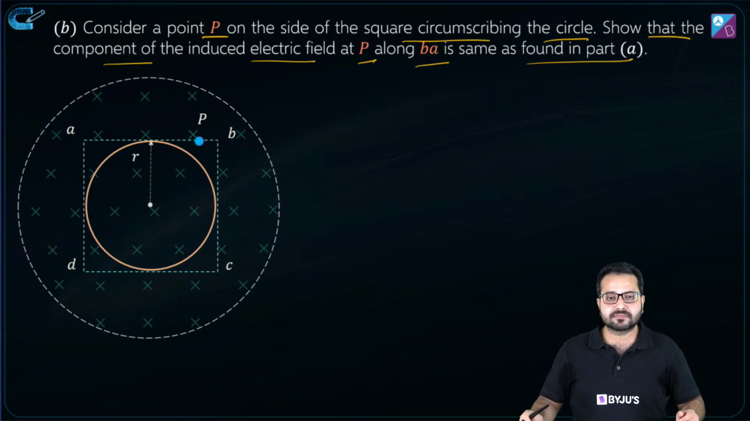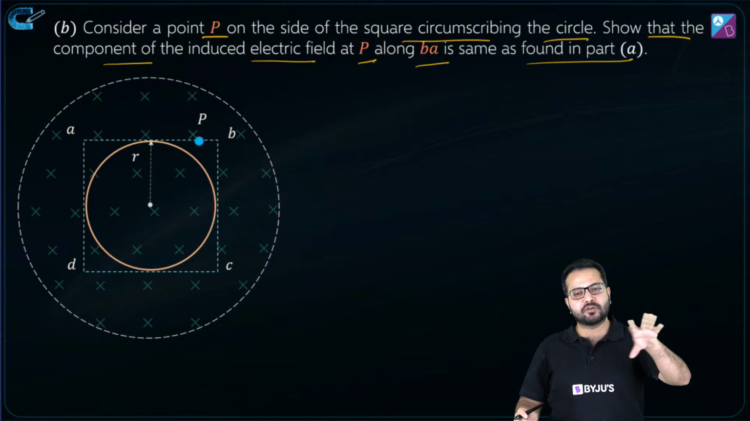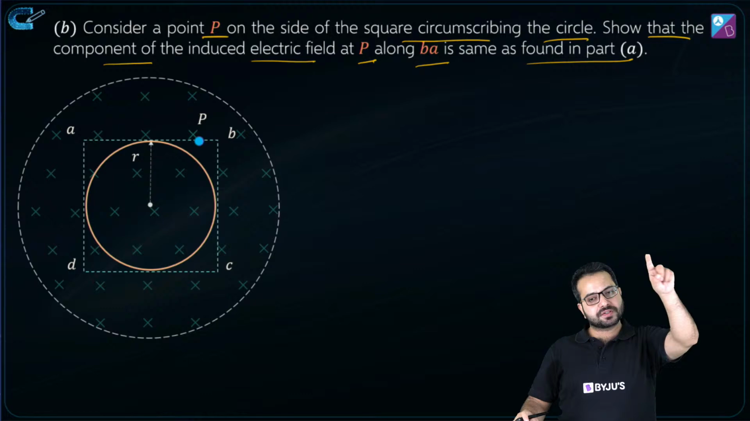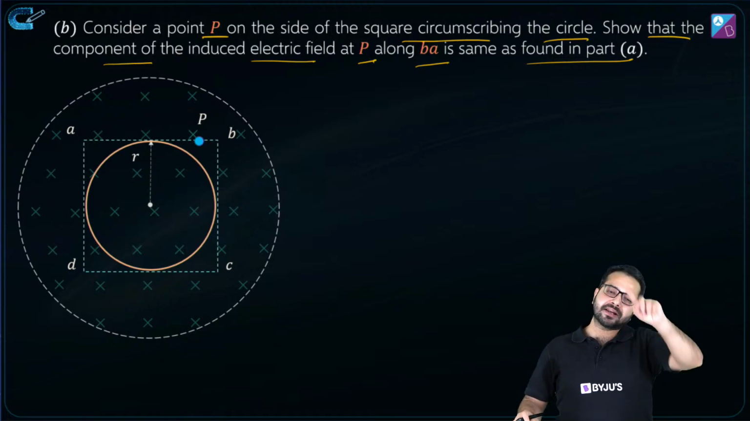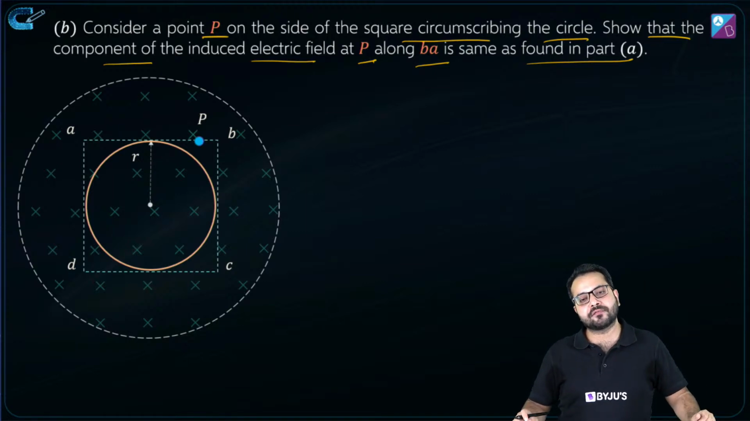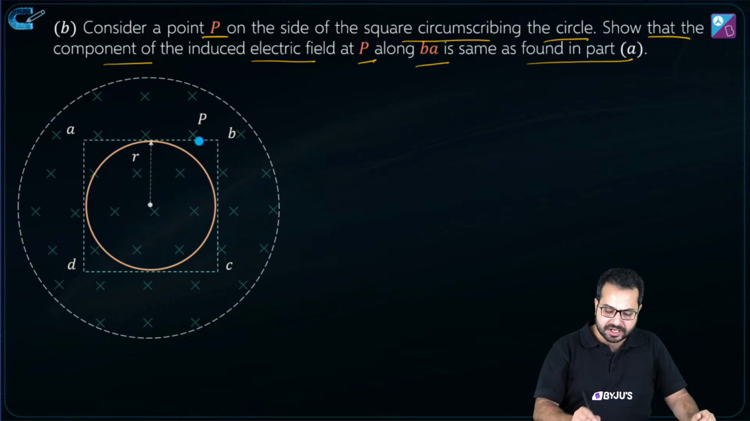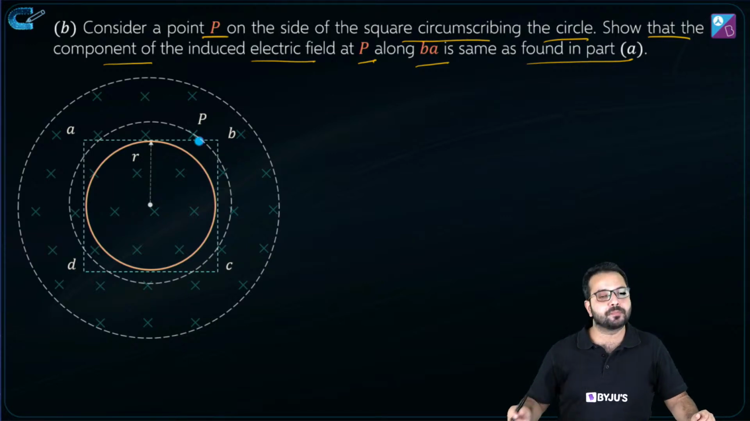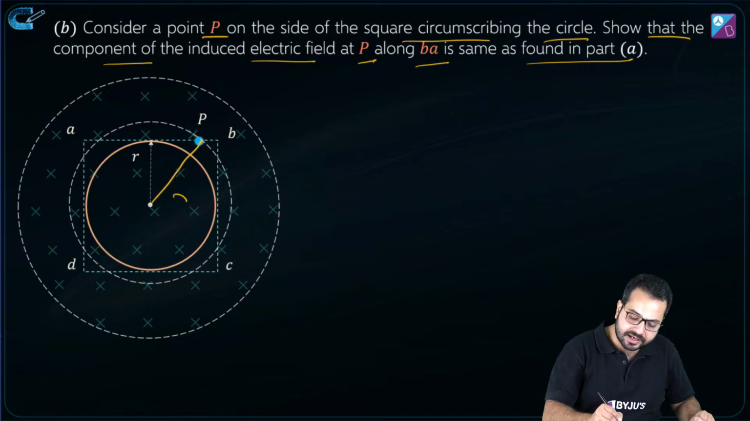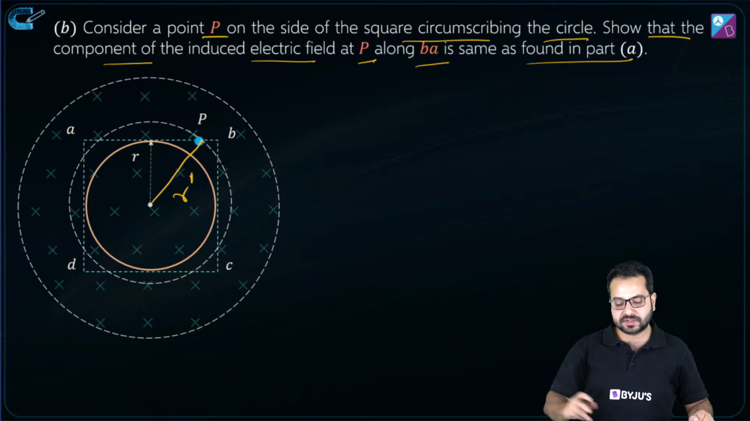Now I am concerned with finding the induced electric field at point P. This point P is not falling on a circle. In the previous question we had chosen a circle, and at all the points on that circle we knew the magnitude of the induced electric field. So a very good idea would be to draw a circle which passes through P. Like this. I have drawn a circle which passes through point P, and the radius of this circle is r prime.